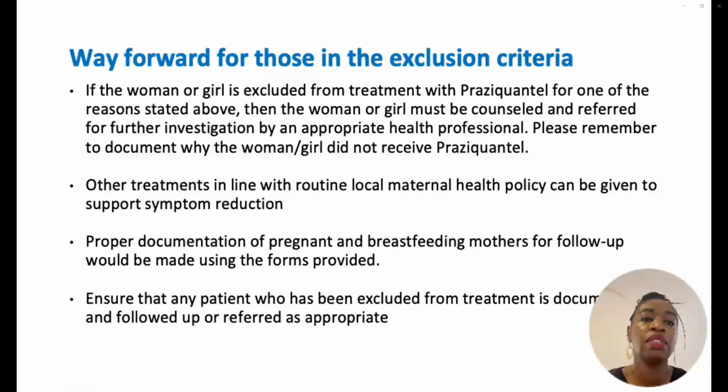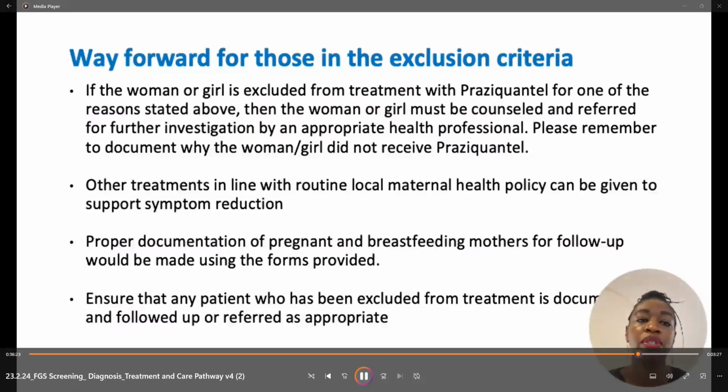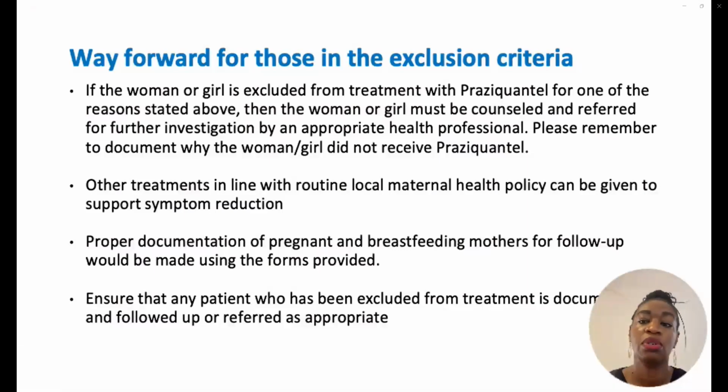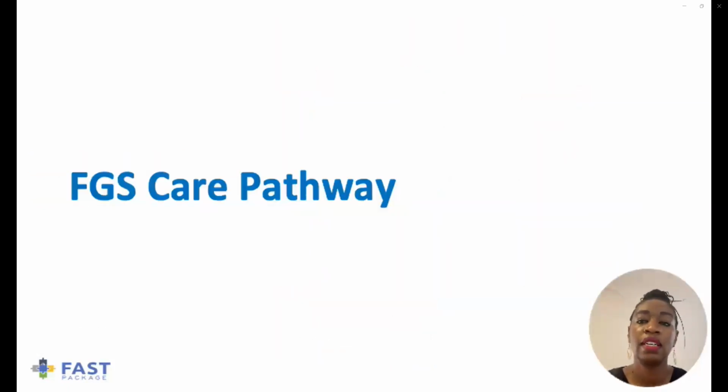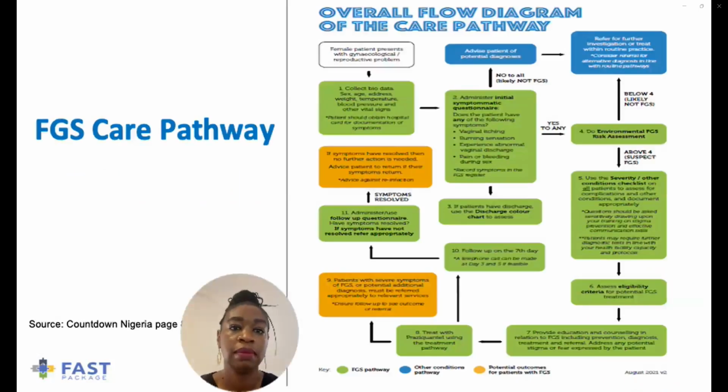So the way forward for those in the exclusion criteria, we said we're going to document and be able to give them a proper follow-up date to come back. And some of the drug interactions we have listed here is for you to be able to see. We can give you a direct website or link where you can enter the drug you're giving to be able to see whether or not it interacts. And finally, the FGS care pathway for you in your facility.